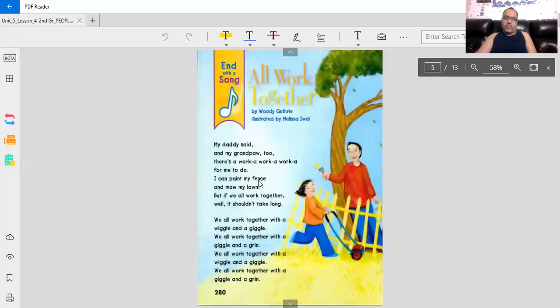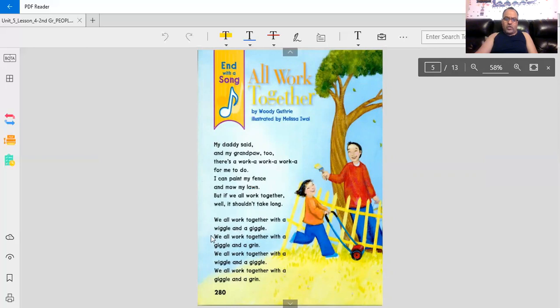Let's just read this one for now. All Work Together by Woody Guthrie, illustrated by Melissa Yoai.